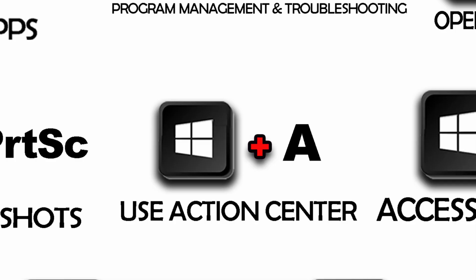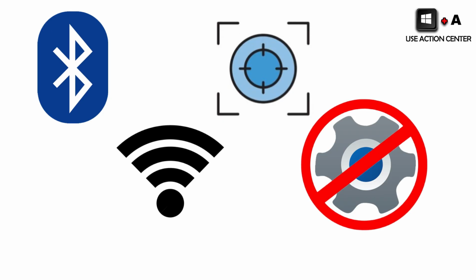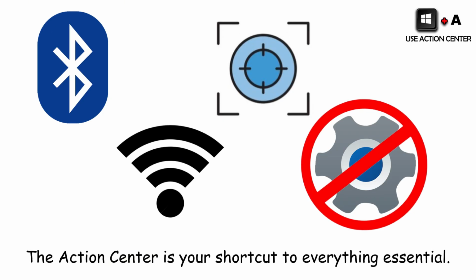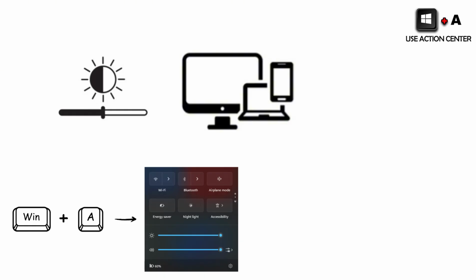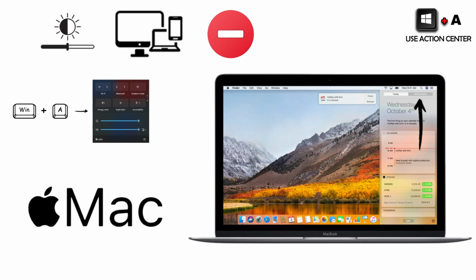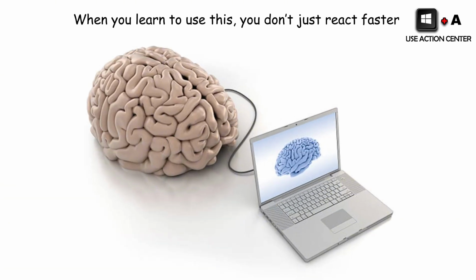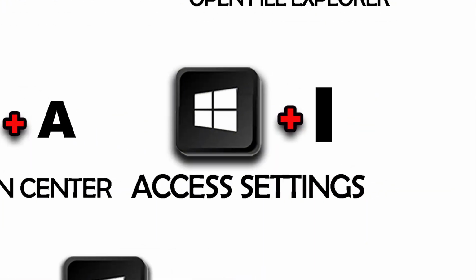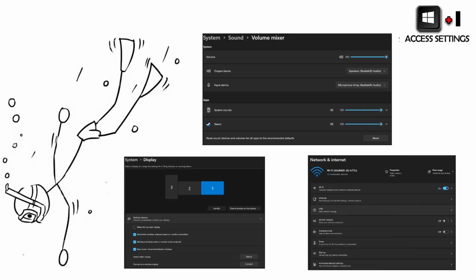Use Action Center. Need to toggle Bluetooth, Wi-Fi, or focus mode without diving through settings? The Action Center is your shortcut to everything essential. Press Windows+A and it appears instantly. Notifications on the left, quick controls on the right. Adjust brightness, connect a device, or flip on Do Not Disturb in seconds. Mac users, click the Notification Center in the top right corner, same speed, same simplicity. When you learn to use this, you don't just react faster, your computer starts feeling like an extension of your brain.